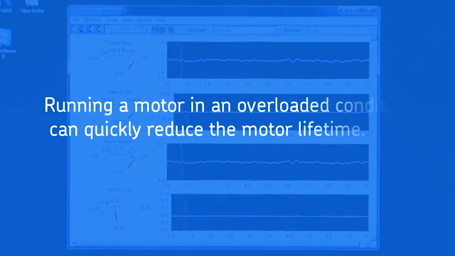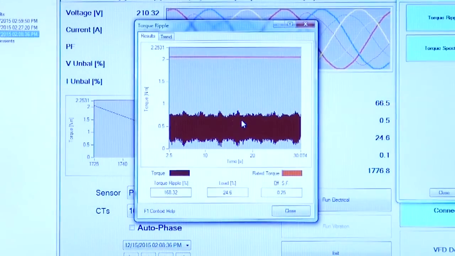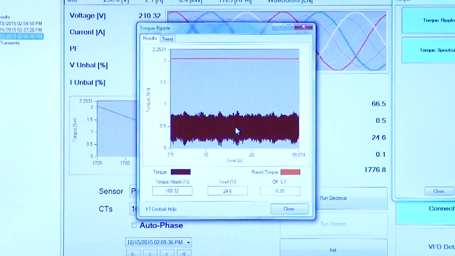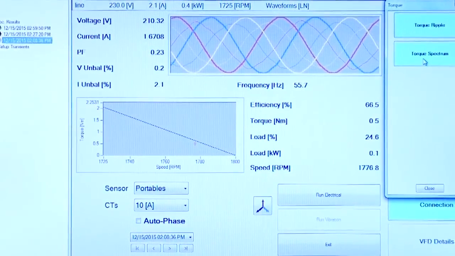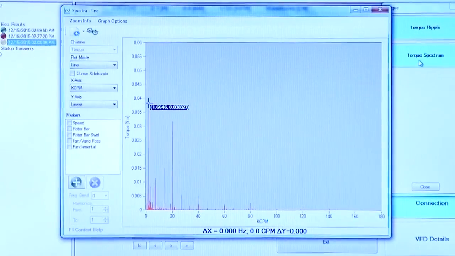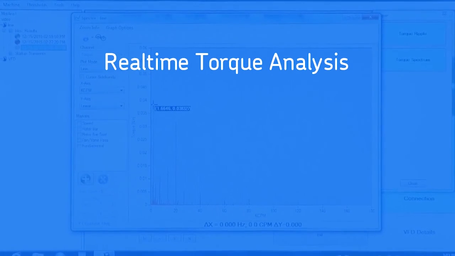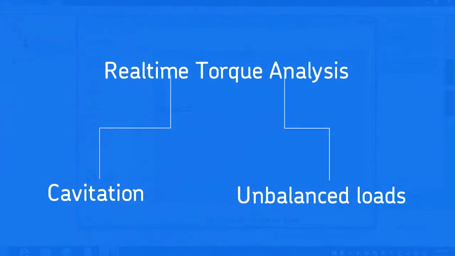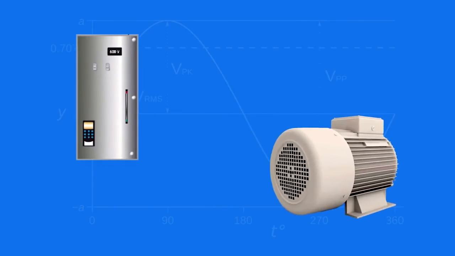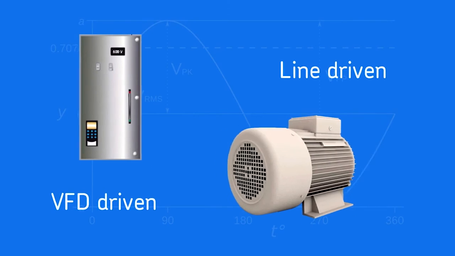Running a motor in an overloaded condition can quickly reduce the motor lifetime. The load performance is analyzed by looking at the motor torque output. The output torque required is determined by the load. Baker Instruments Dynamic Motor Analyzers allow you to look at the load torque in real time to find even temporary overload conditions or machine faults such as cavitation or unbalanced loads. All operating point measurements can be done on line-driven and VFD-driven machines.